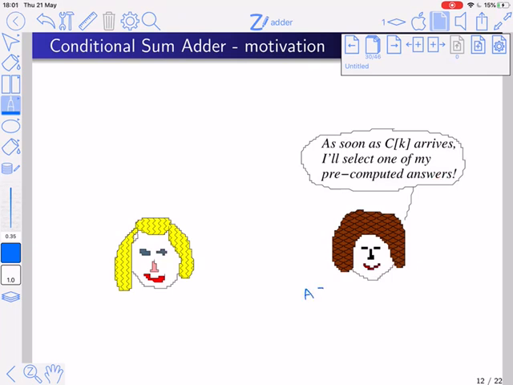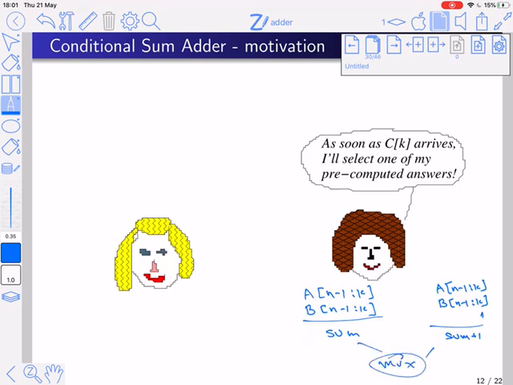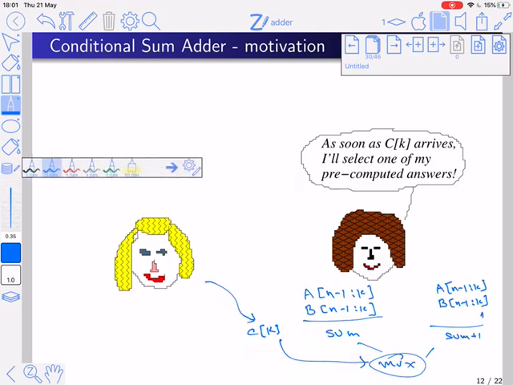So he will take A from position n-1 to k, B from position n-1 to k, compute the sum. He will also take A from position n-1 to k, B from position n-1 to k, and 1. This is under the assumption that the carry bit is 1. And then he will get another sum. Let's call it sum plus 1. And now he will just take a mux. This mux will be controlled by CK. This is the bit that Alice sends him. If the CK is 0, he chooses this input. If the CK is 1, he chooses this input. In any case, his output will be selected by the mux, and this will be the correct result.